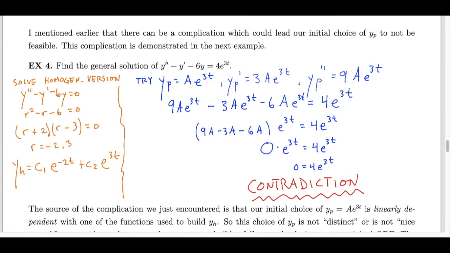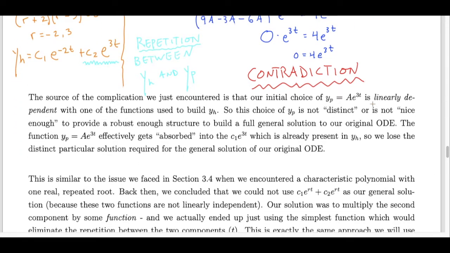So what's the issue here? What caused this problem? As I try to describe below, the problem is that this component of my homogeneous solution is matched by the type of function that I'm trying to choose for my y sub p. The way that I'll usually say this is that there's repetition between some term in my y sub h and some term in my y sub p.